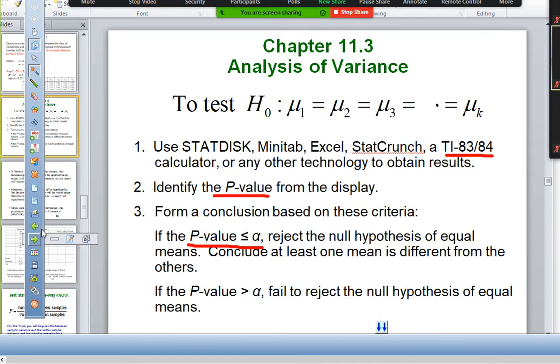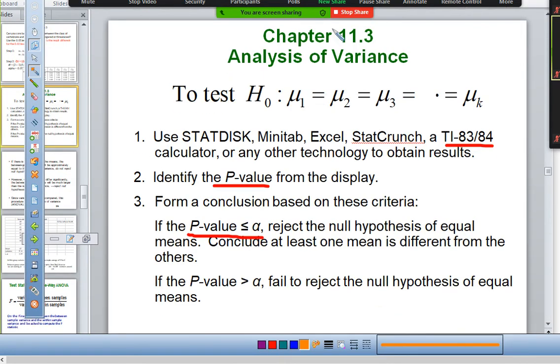All right, so let's hop into chapter 11.3, analysis of variance. This is the next page of our notes, 11.3, one-way ANOVA. We're going to test that means are the same: mu1 equals mu2 equals mu3, however many means you have. That's our H naught. We're going to use the very basics. We're going to use our TI-83/84 to compute the results, because it's really complicated otherwise, and that's going to give us our p-value.